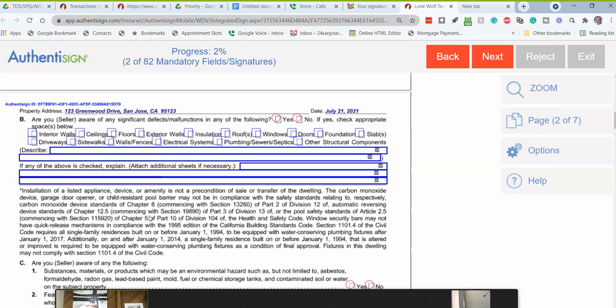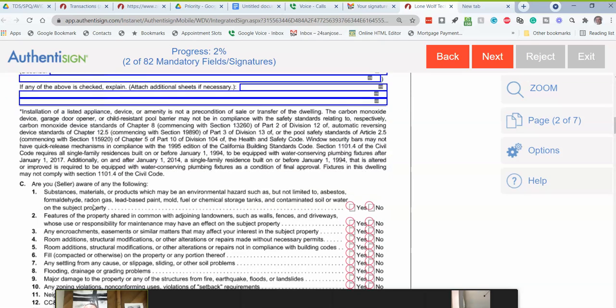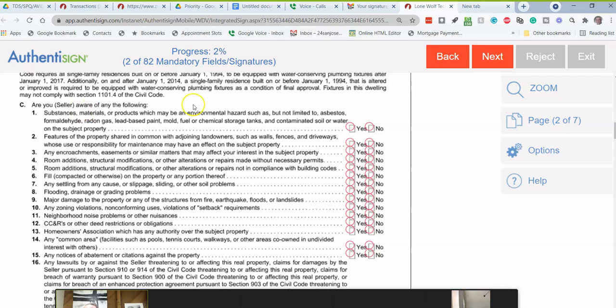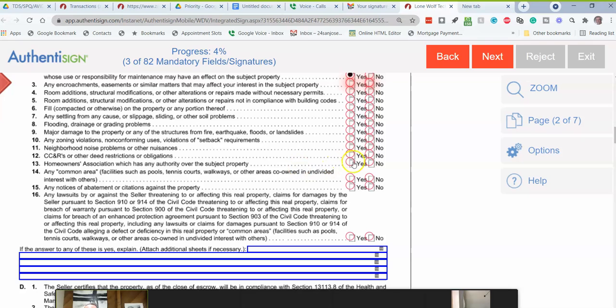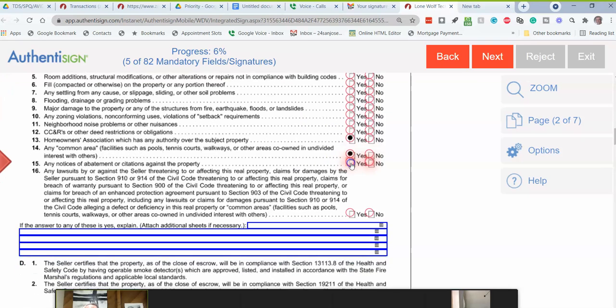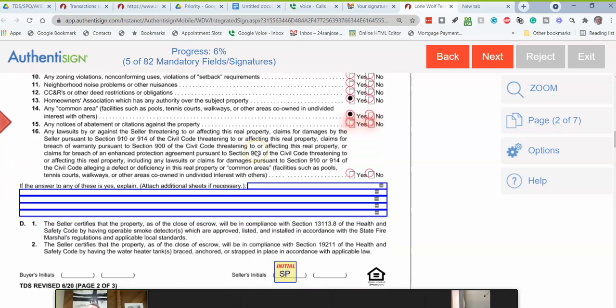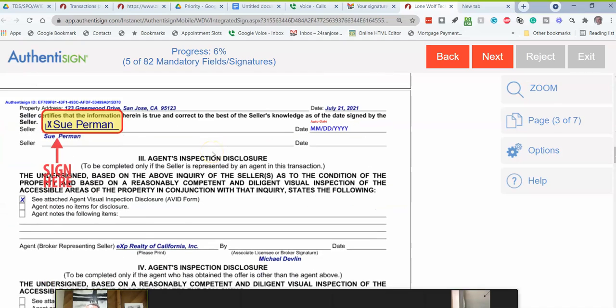And yes, there are times when I do this when I'm with them or on the phone, because sometimes they don't know. For example, on this list of common, most people have a fence that they share with neighbors. Most people do. Fences, see that? Fences, walls, driveways. Most people share a fence. Sometimes that's the only yes. But is there a homeowner association, right? Is there common areas? It's just asking them questions. And then any lawsuits, right? They should think about this.